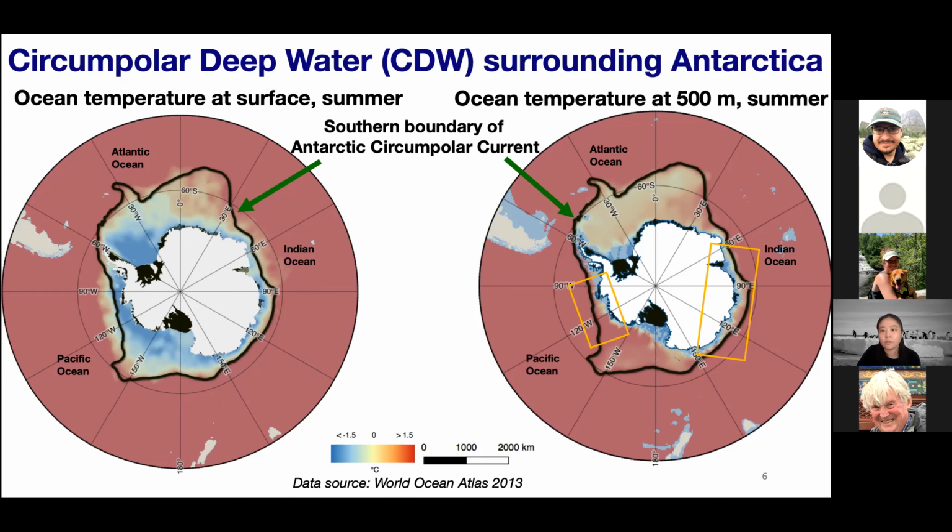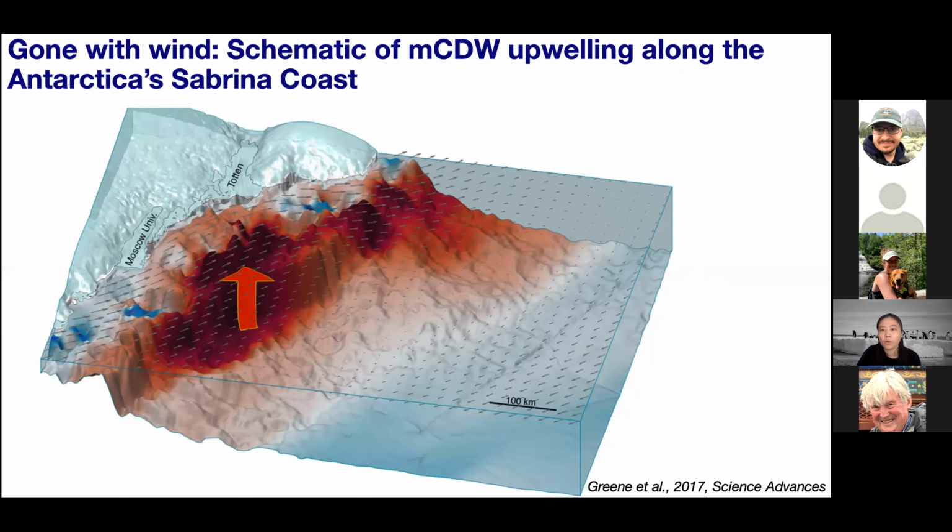The southern boundary of this current is located close to the Amundsen Sea region, West Antarctica, and also below 60 and 150 degrees east in East Antarctica, which are defined by the two orange boxes. Getz Shelf and West Shelf, which I'm going to mainly talk about today, are located in these two regions respectively. You may wonder how CDW can reach into the ice shelf cavity.